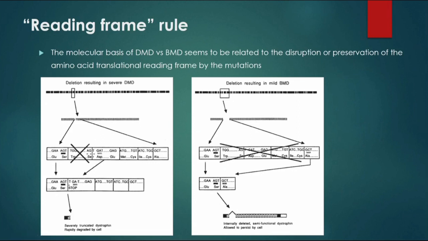This also highlights the fact that even a small deletion can lead to the severe form, whereas with a larger deletion it can still be possible to form a Becker muscular dystrophy-like milder variant. However, exceptions to this rule occur in 8% of cases.